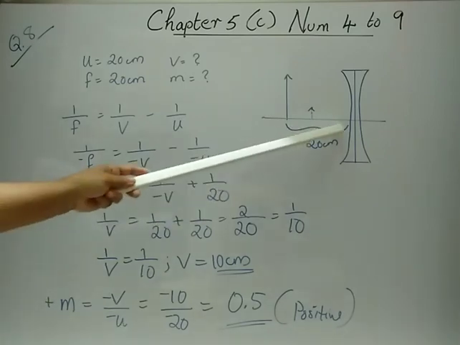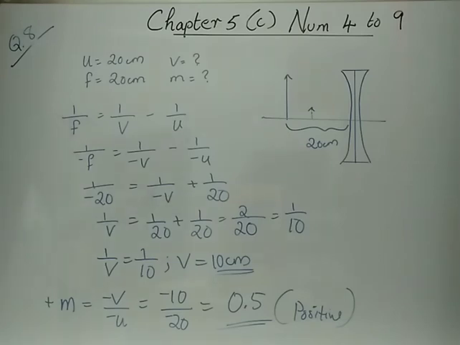You are asked to find the position of the image and magnification. So here we use the same lens formula, 1 by F is equal to 1 by V minus 1 by U. The focal length of a concave lens is negative, so I put negative here, and for a concave lens, U and V are all in front of the lens. So V is negative, U is also negative. Now substitute the values. 1 by negative 20 equals 1 by negative V, negative and negative become positive, plus 1 by 20. U and F both are 20.